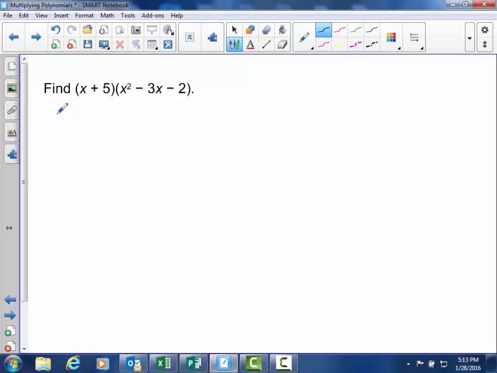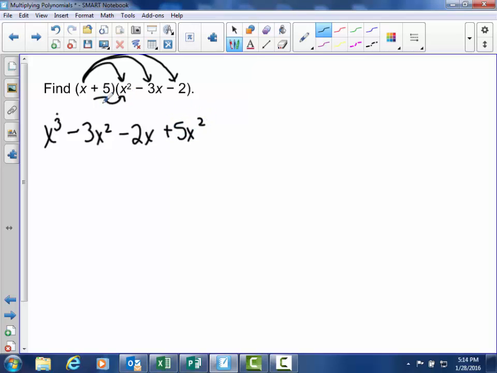Okay, so if we do the distributive method, we're just going to take x times x squared, and we get x to the third. We take x times minus 3x, and we get negative 3x squared. Then we do x times minus 2, and we get minus 2x. Then we do the 5. So 5 times x squared is plus 5x squared. 5 times minus 3x is minus 15x. And then 5 times minus 2 is negative 10.